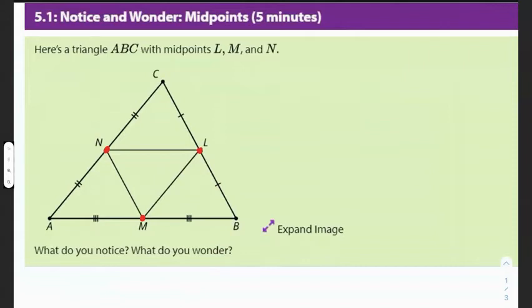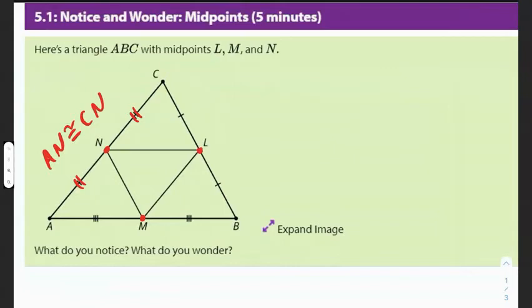So go ahead and pause the video, think about it, all right? And we'll see what we come up with. Okay, so hopefully you paused the video and you looked at it and you were noticing certain things. For example, I notice that we got the markings for congruency, which means AN is congruent to CN. So that's something I've noticed.